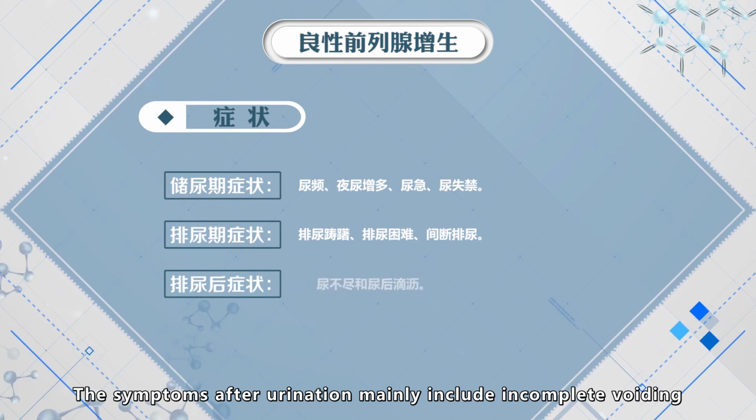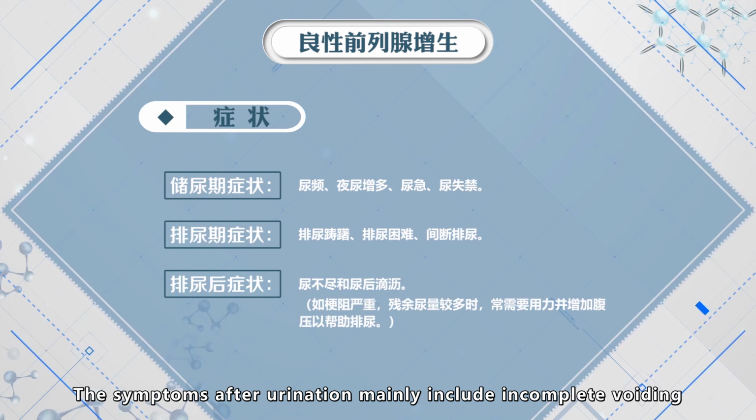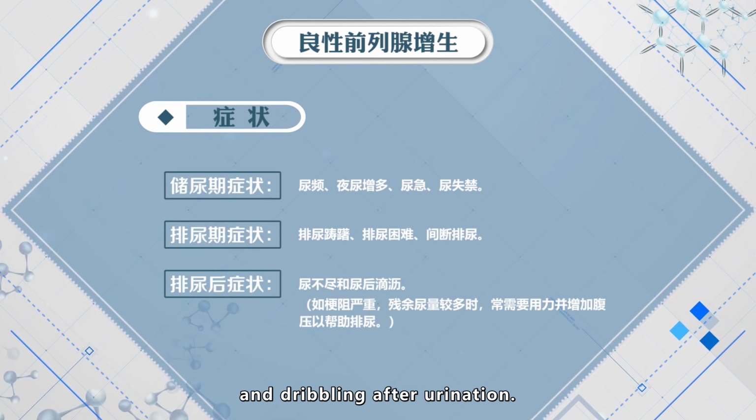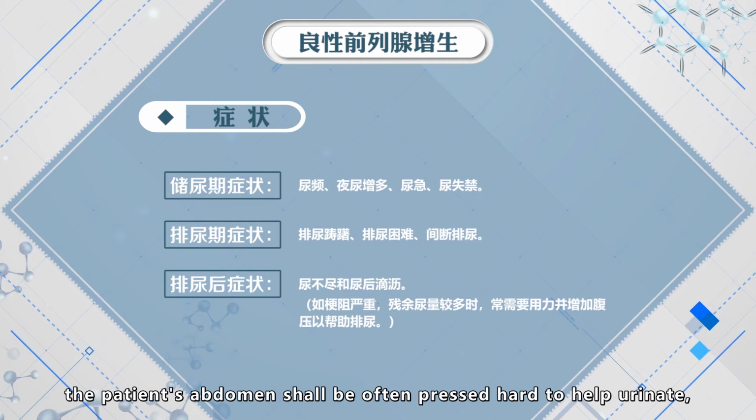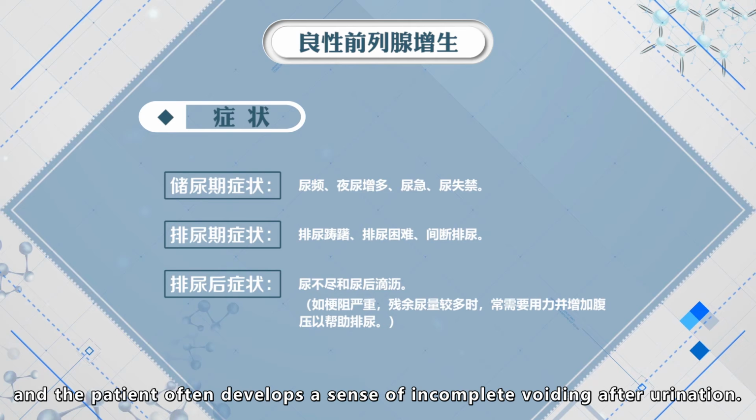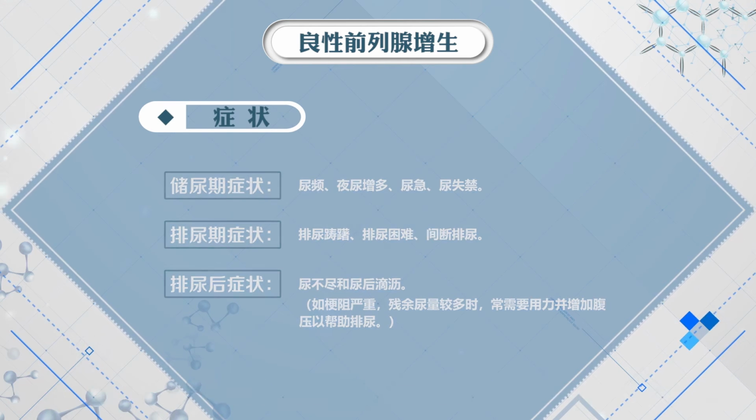The symptoms after urination mainly include incomplete voiding and dribbling after urination. In case of severe obstruction with more residual urine volume, the patient's abdomen shall often be pressed hard to help urinate, and the patient often develops a sense of incomplete voiding after urination.